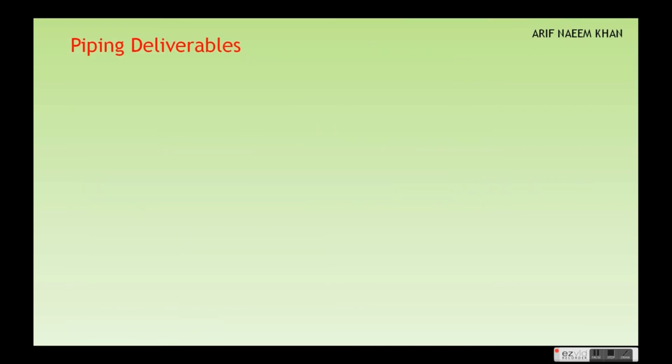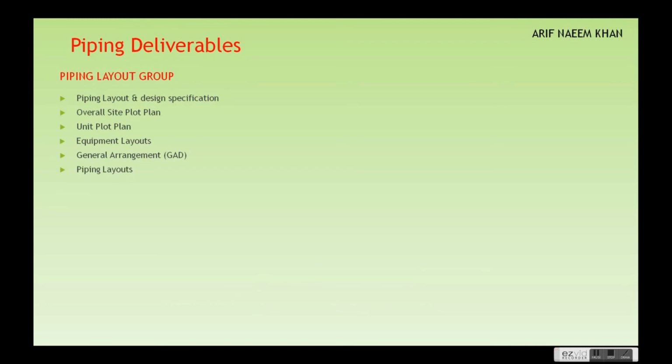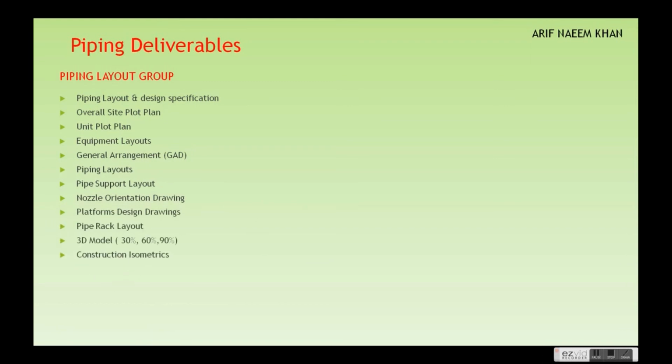Then piping deliverables. In the piping layout group, you can see the piping layout and design specification they have to develop. Then the overall site plan and overall plot plan, then the unit plot plan. Equipment layout, general arrangement drawings, piping layouts and pipe supports layouts, nozzle orientation drawing, platform design drawings, then pipe rack layout, then the 3D model and 30, 60 and 90% reviews, construction isometrics, then hydro test diagram, and time schedule, normally in brownfield projects, then vessel trim drawings and MTO. And at the end of the project they have to prepare the as-built drawings for the construction of the plant.